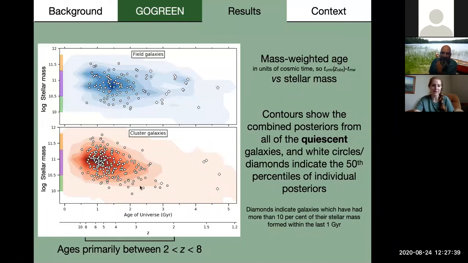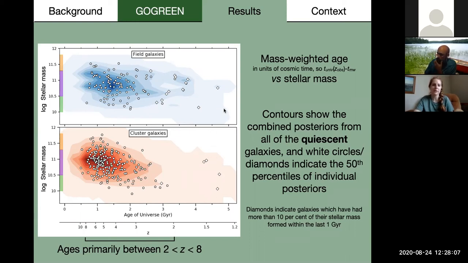So you could say this as the average population of cluster galaxies is older than field galaxies. A second thing to note is that these diamonds indicate galaxies which have had more than 10% of their mass formed within the last gigayear, which is to say that they're overall quite young for quiescent galaxies. And there's a much higher fraction of them in field galaxies than there are in cluster galaxies.